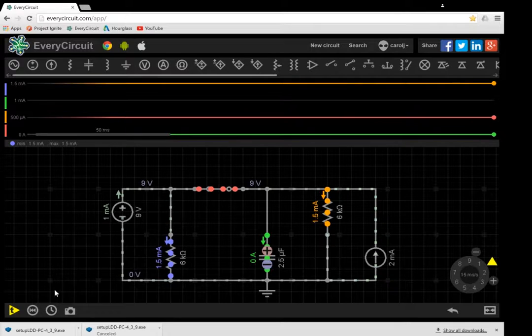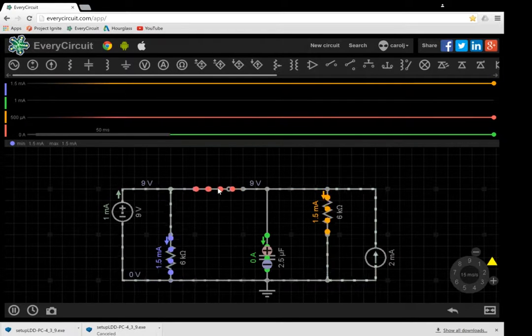So let's see what's going on here, and we can actually see the currents up above in our current readings. We have 9 volts on this side of the switch and 9 volts on this side. It's basically just a short circuit, so you would clearly expect that. In order to get 9 volts at this point, the 2 milliamp source is giving us 1.5 through the 6K. That gives us 9 volts here.